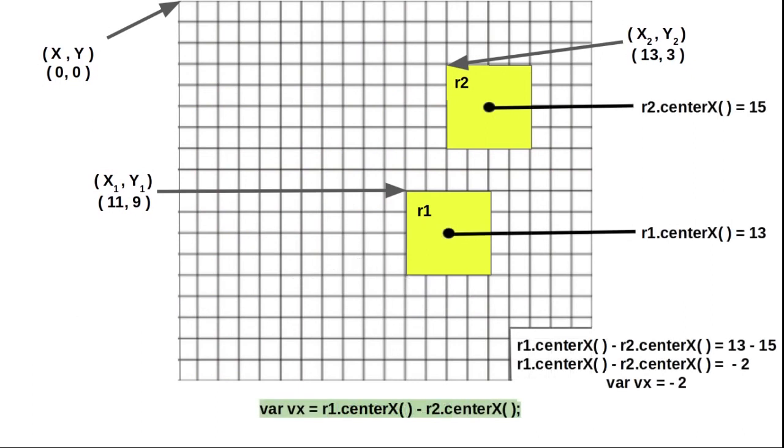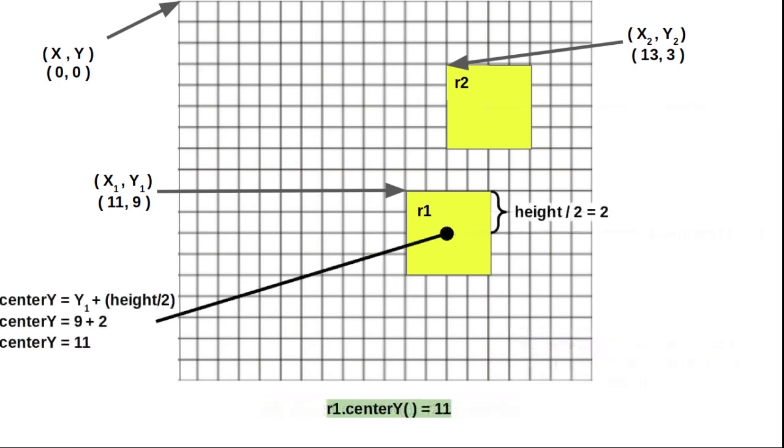The result obtained by subtracting R2's center x from R1's center x is placed into a newly created variable called vx. In this example, R1's center x is 13, while R2's is 15. vx is determined to be -2 by subtracting 15 from 13. A rectangle's center y coordinate is found by adding half of the rectangle's height to its y coordinate. In this case, R1's y coordinate is 9, and half of its height is 2. This means that R1's center y is equal to 9 plus 2, or 11.